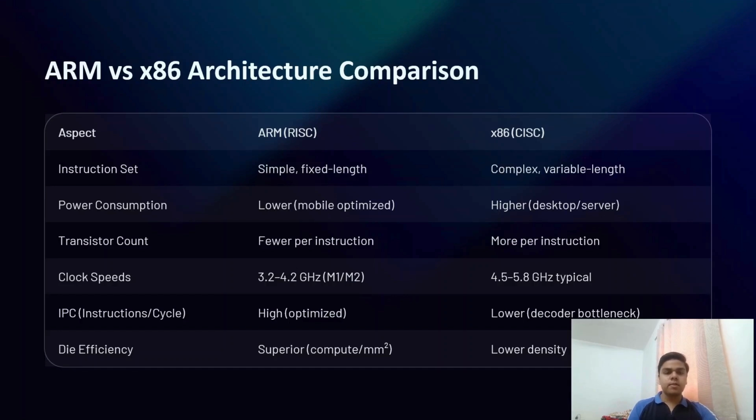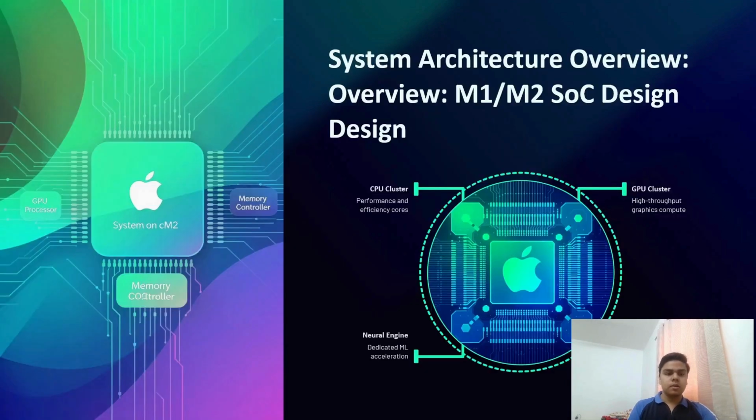Now let's explore the design inside the system on chip of M1 and M2 SoCs. The CPU cluster combines performance and efficiency cores for dynamic power management. The GPU handles high throughput graphics processing. A 16-core neural engine accelerates AI and machine learning tasks, and the unified memory allows all units, CPU, GPU, and neural engine, to share data without expensive memory copying.